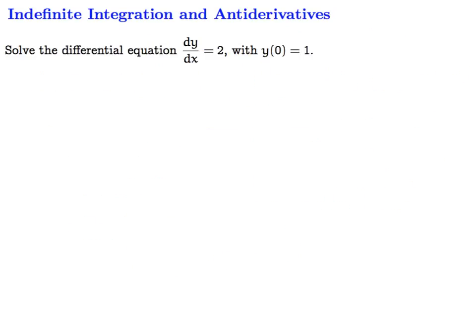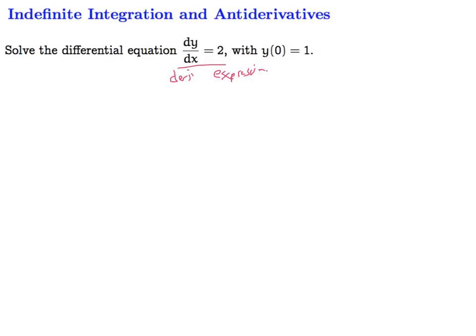Now, another way you might see the problem presented says to solve the differential equation dy over dx equals 2 with y of 0 equals 1. This is actually the exact same problem, it's just presented a little differently. And here we have a nice example of what's called a differential equation. Over here we have a derivative, and over here we have an expression.